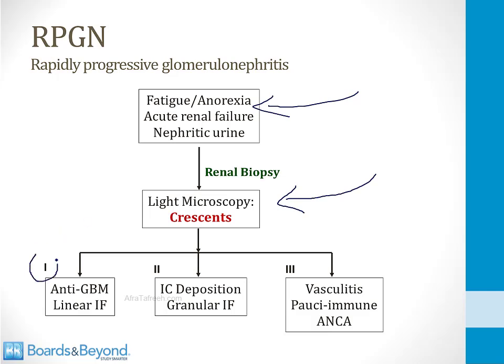Type 1 RPGN involves anti-glomerular basement membrane antibodies, and it has linear immunofluorescent staining. Type 2 involves immune complexes. It will have granular staining. It's often a progression of post-streptococcal disease or lupus nephritis. And then type 3 is usually caused by a vasculitis syndrome. It has pauci-immune immunofluorescent staining. Most patients with that form of RPGN are ANCA positive.